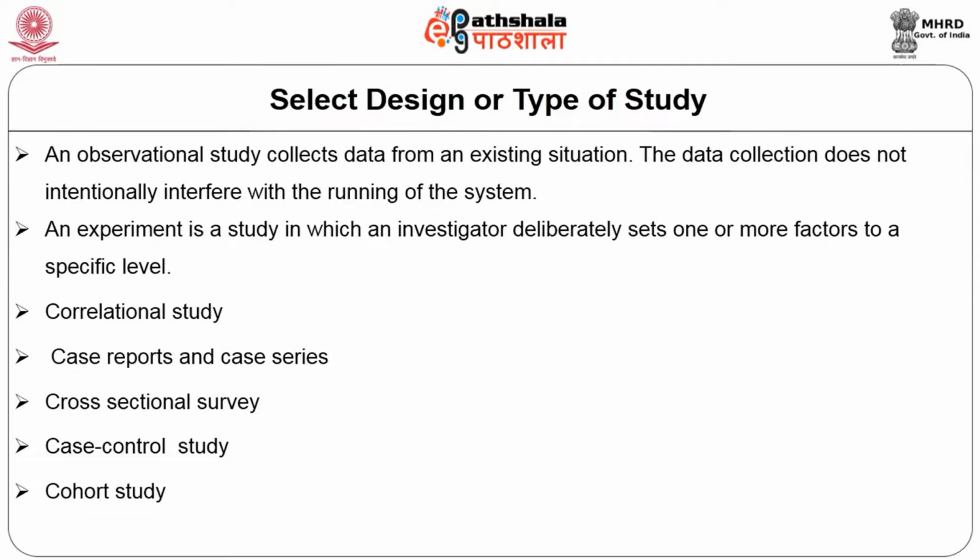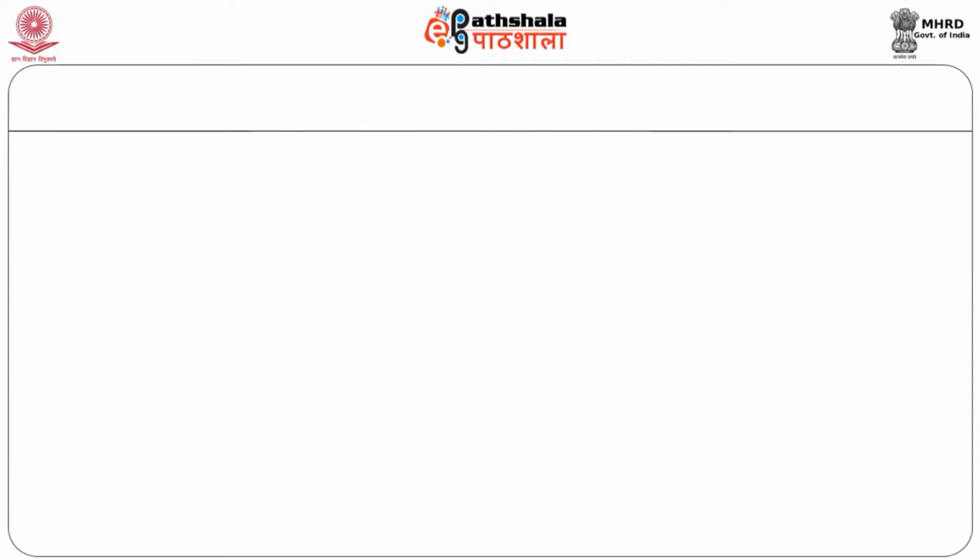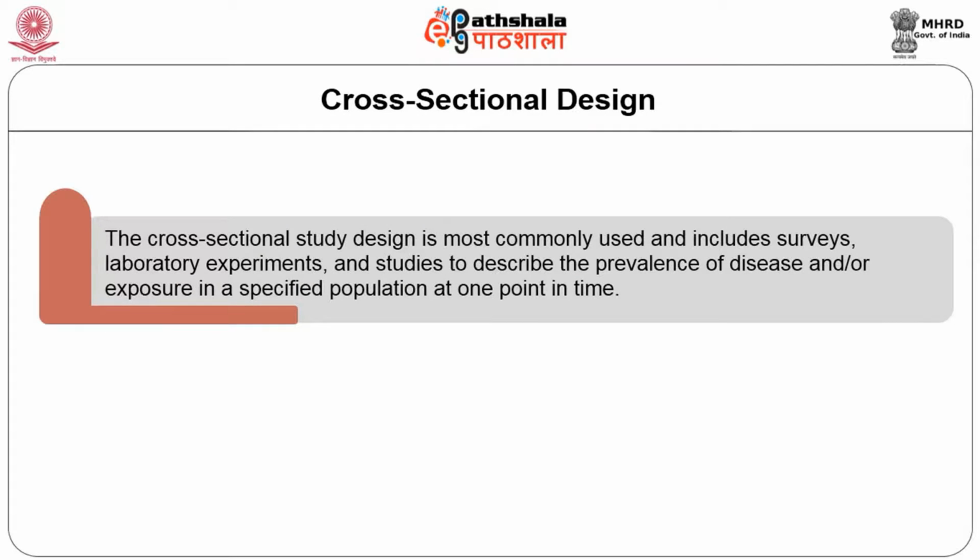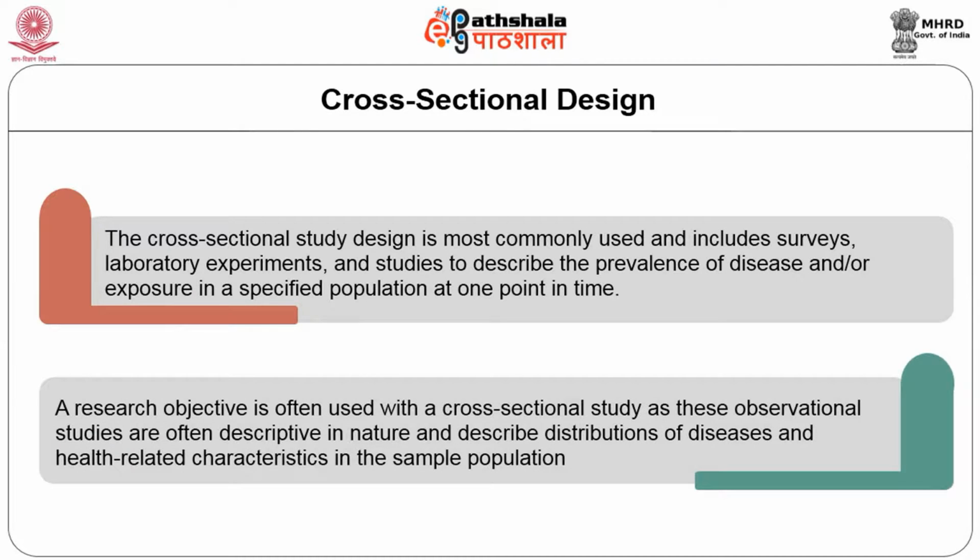about the observational studies. So, one of the important observational studies is the cross-sectional design. Whenever you want to estimate the current scenario of the population or in terms of the prevalences, the cross-sectional design is most commonly used. It includes surveys, laboratory experiments and studies basically to estimate or describe the prevalences of the diseases at the present scenario or the current point. So, a research objective is often used with a cross-sectional study, as these observation studies are often descriptive in nature.